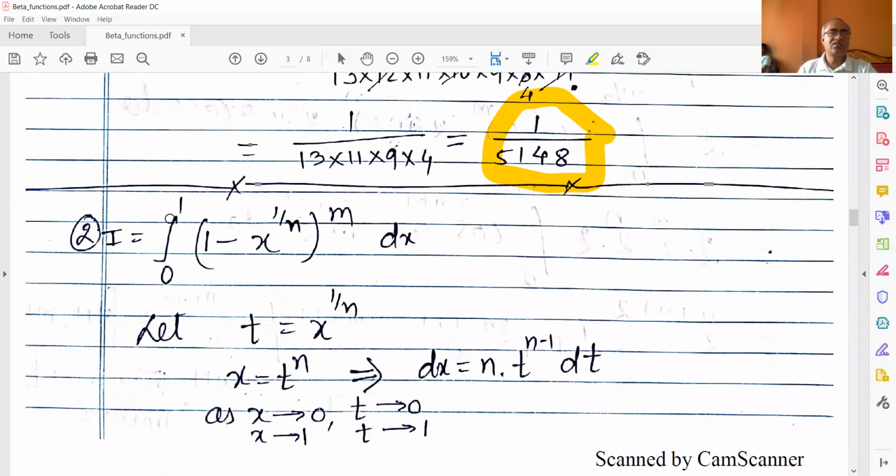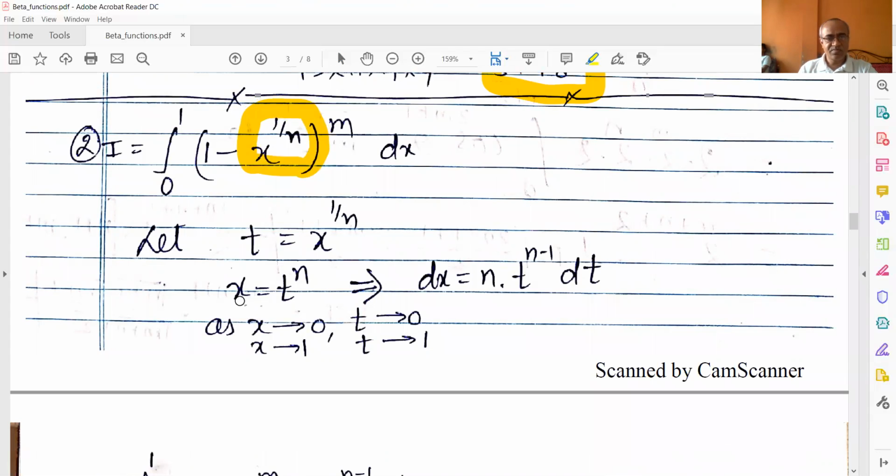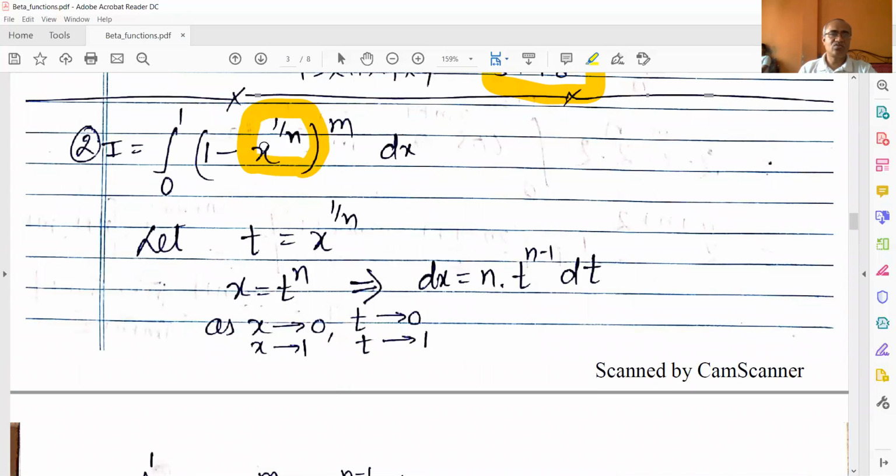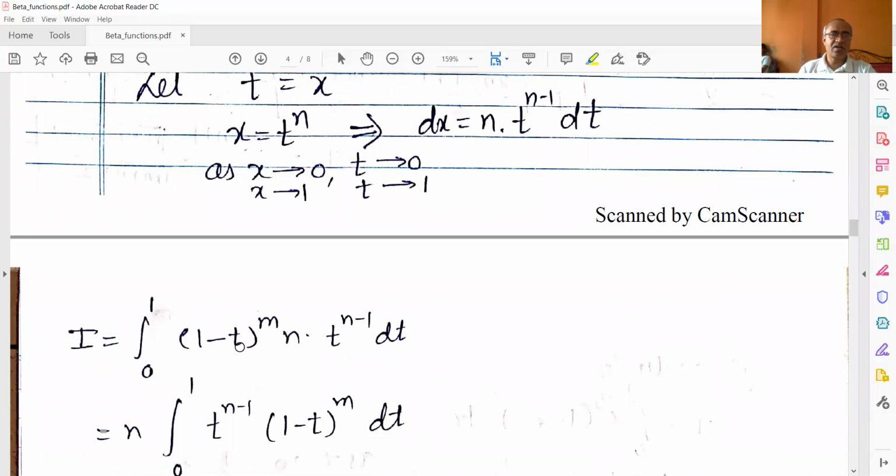It is integration 0 to 1, 1 minus x raised to 1 by n, raised to m. What I need to substitute is this x raised to 1 by n as t, and that gives me x is equal to t raised to n. So dx is equal to n t raised to n minus 1 dt. Again further I have to change the limits. As x tends to 0, t will tend to 0. X tends to 1, t will tend to 1. Finally it will get converted as, look at this, x raised to 1 by n is to be substituted as t, and dx is to be substituted as n t raised to n minus 1 dt.